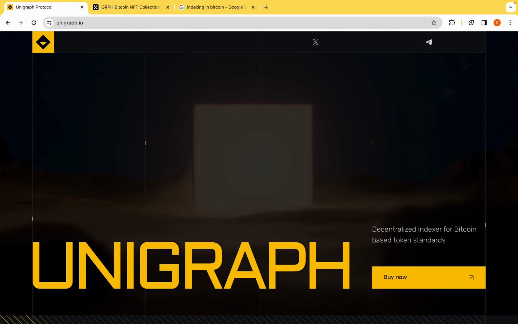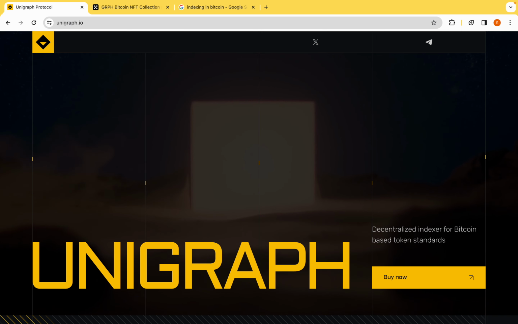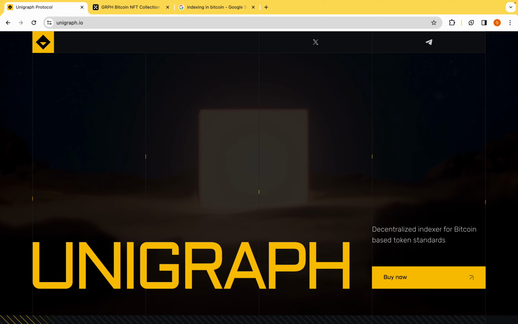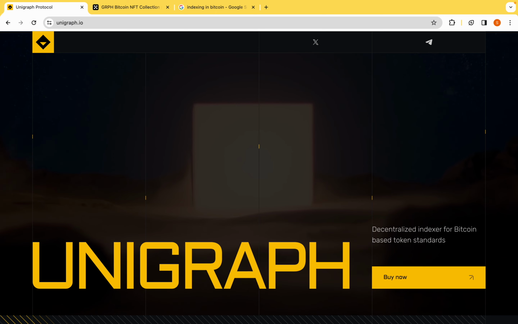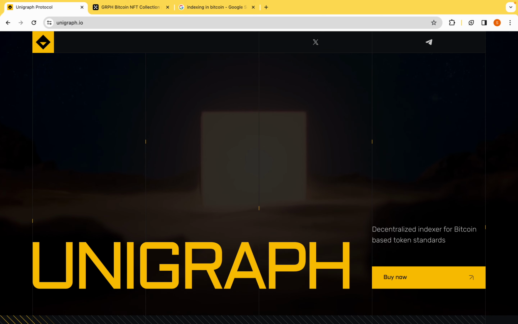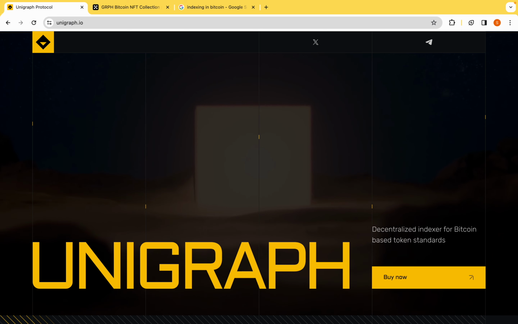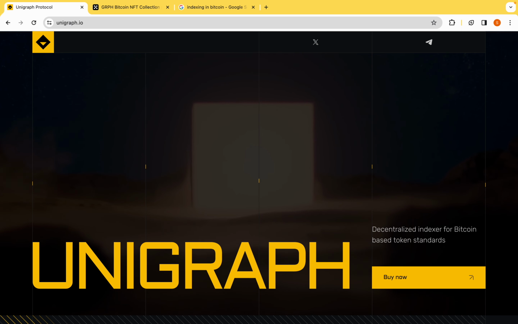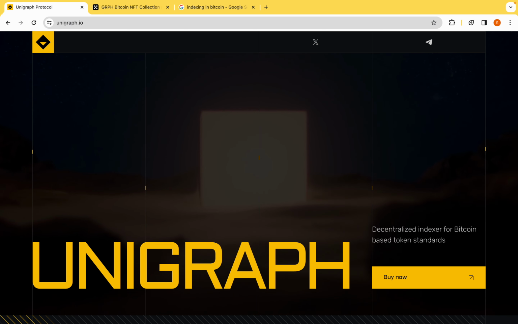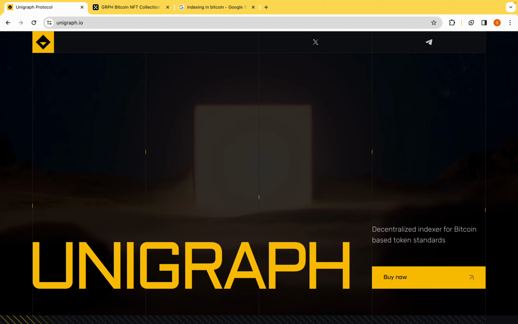Now, Unigraph Protocol is building something that is very interesting and intriguing. It's a big utility on the Bitcoin ecosystem, and it should drive an adoption of the BRC20 ecosystem. Now, let's have a deep dive on the decentralized indexer. Unigraph Protocol is aiming to build an indexer for Bitcoin based token standards that is open sourced, decentralized and secured. Those are the three main aspects of what they are looking at.